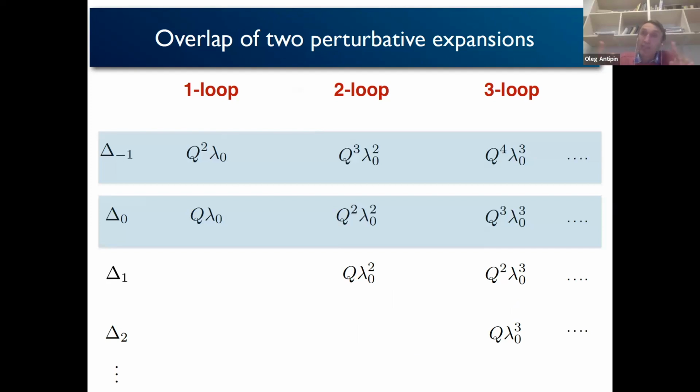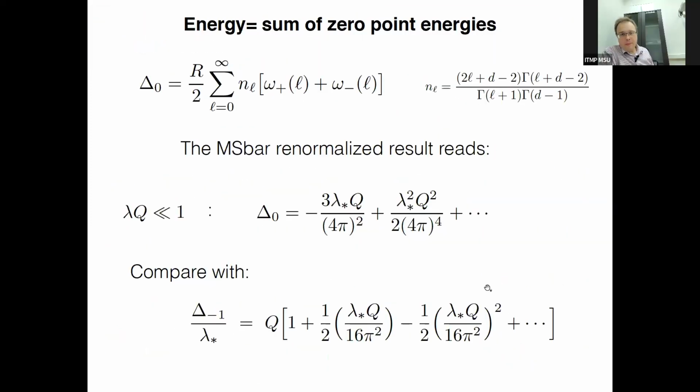So we do zeta function regularization. This sum is divergent. It's on the sphere, so it's popular to use zeta function regularization to regularize the sum. But then you do MS bar renormalization, exactly like you do in flat space. So in this sense, that's why we can compare.